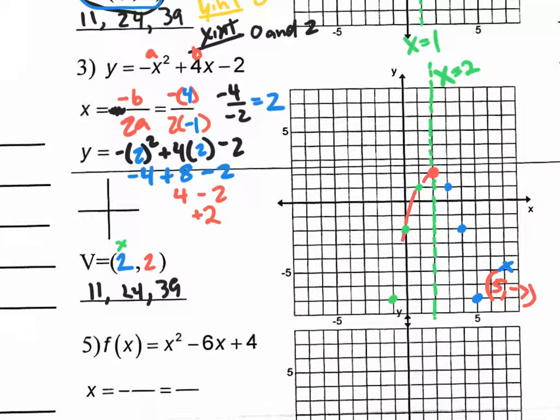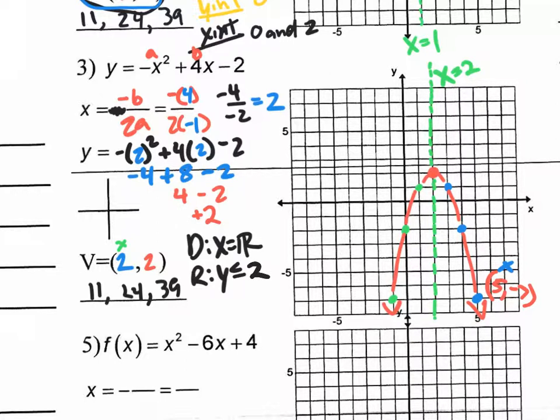That's opening down. And let's state everything else that we need to. The domain, x equals all real numbers. The range, y is what? Less than or equal to the value of 2, which is the y value of your vertex.